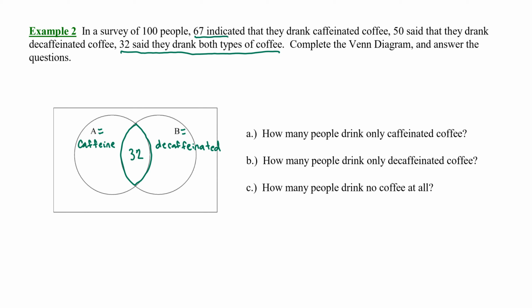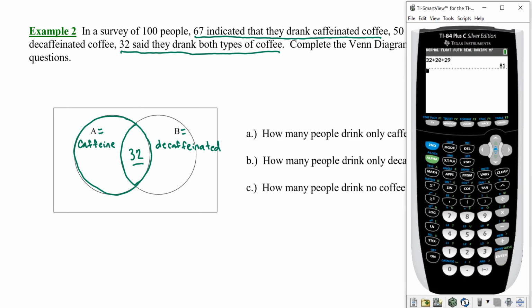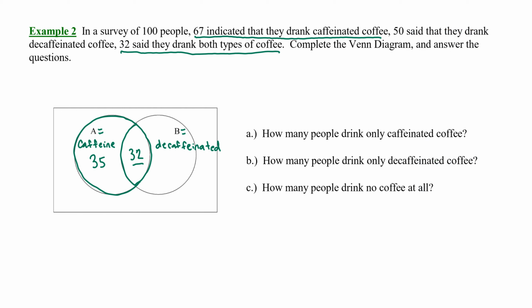Let's look at this number. 67 indicated that they drank caffeinated coffee. So in our caffeine circle, we want to have a total of 67. Keep in mind, 32 are already accounted for right here. So we're going to subtract the total number of that group, which is 67, minus the 32 that are already accounted for in the intersection, and that leaves 35 people for this spot right here. So the sum of those two numbers is going to give us 67, but we know that they've been divided into those that drink caffeinated only and those that drink both types of coffee.